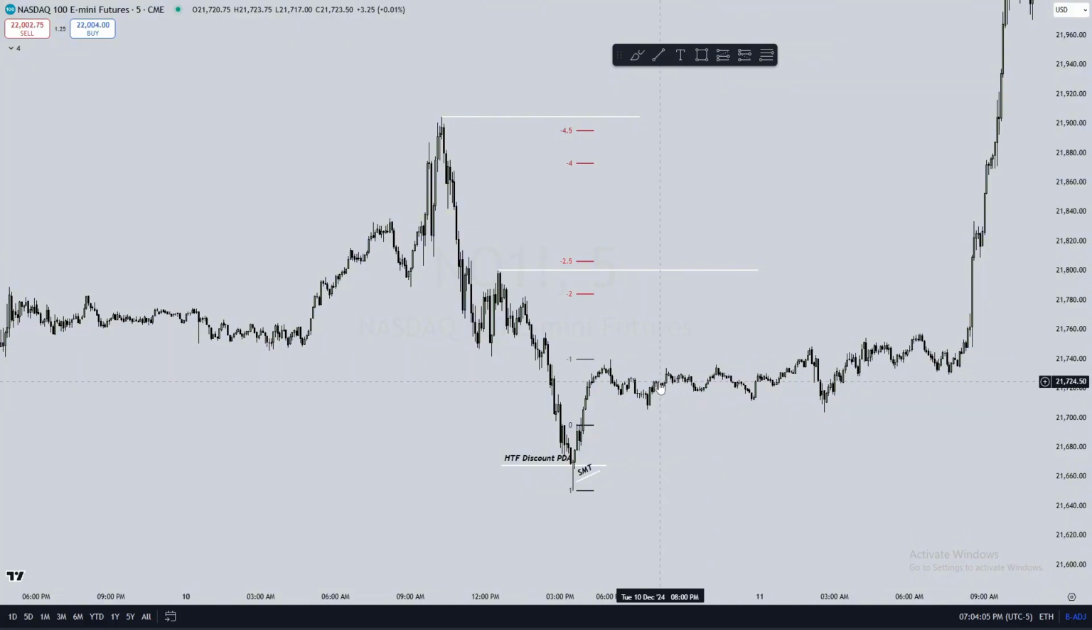This is especially useful when we're at all-time highs and we don't have anything to look at on our left, right? There's no liquidity targets, nothing to target. So standard deviation really makes great projections.